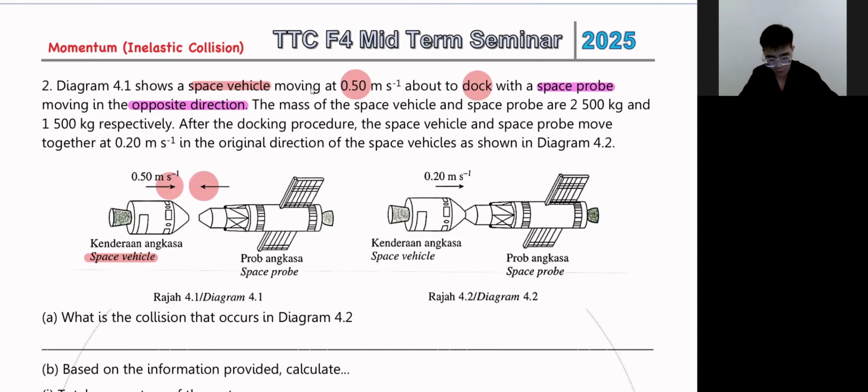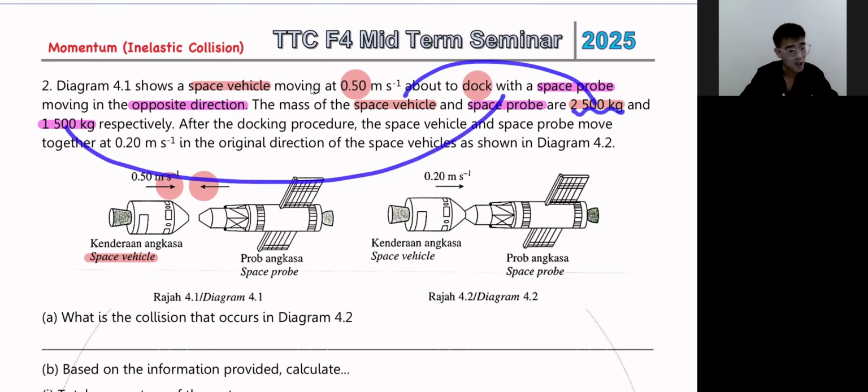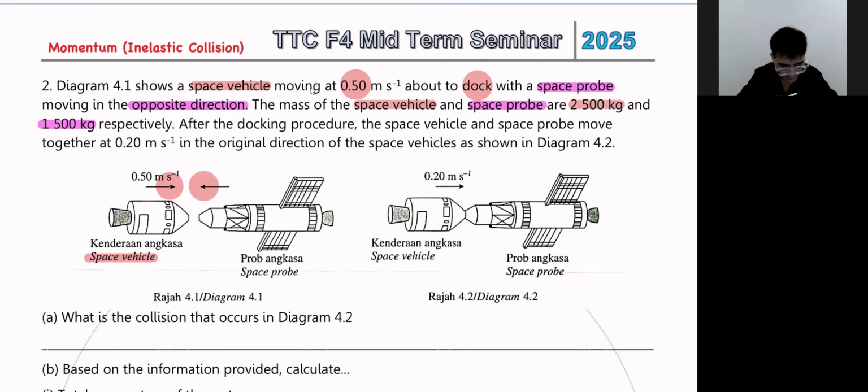The question also tells you that the mass of the space vehicle is 2,500 kilograms, while the space probe is 1,500 kilograms, because the question used the word respectively. If you see the word respectively, it means they give you two things, for example space vehicle and space probe, and then two values. The first mass refers to the first object, and the second mass refers to the second object. That's the meaning of respectively.